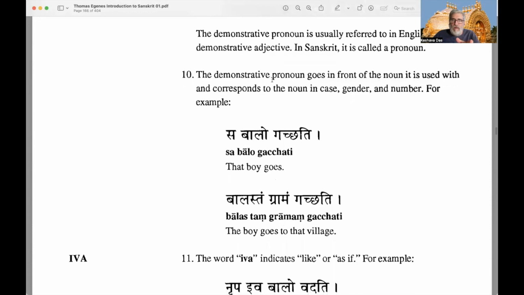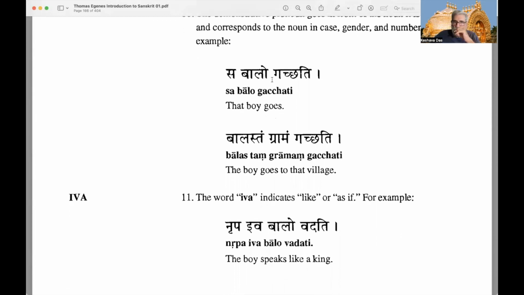Okay. So the demonstrative pronoun goes in front of the noun that it's used for. In front of means to the left of, because we read left to right, right? And it corresponds to the noun in case, gender, and number. So number, gender, and case. In number: singular, dual, plural. In gender: masculine, feminine, or neuter. In case: nominative, accusative, instrumental, dative, ablative, genitive, locative, vocative. Right?